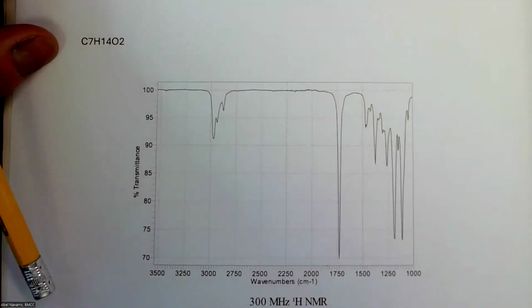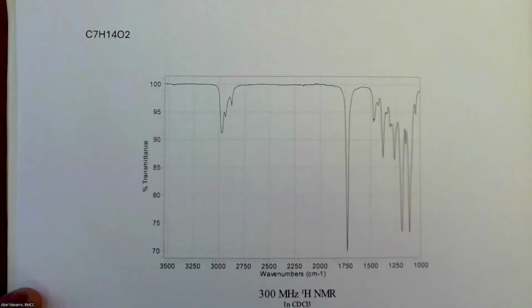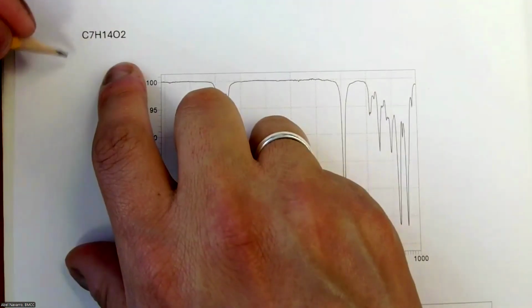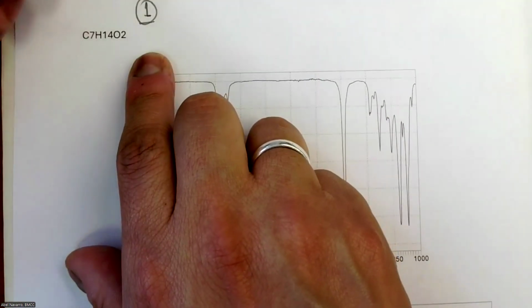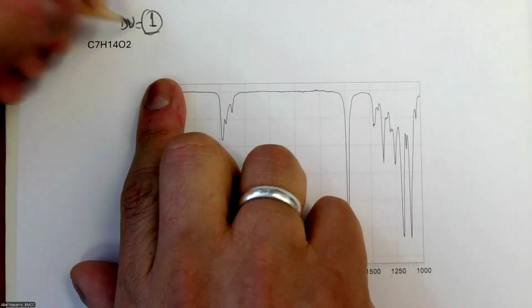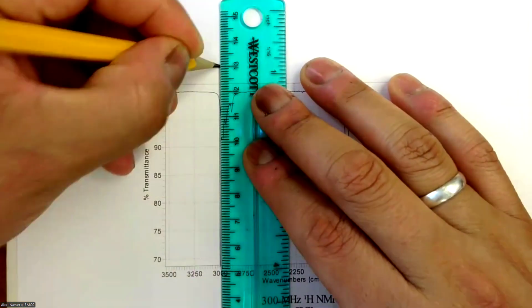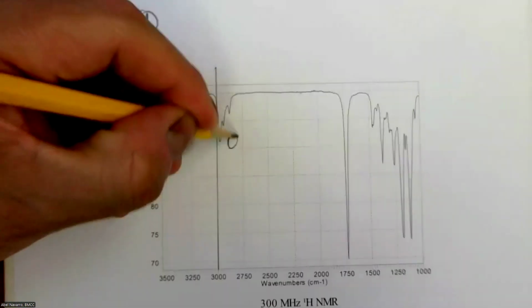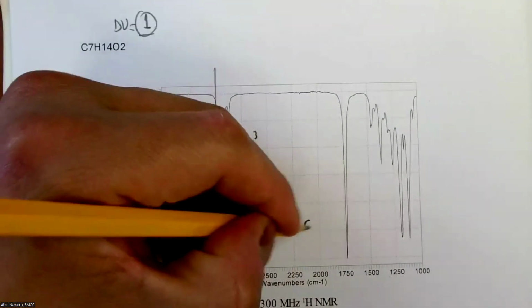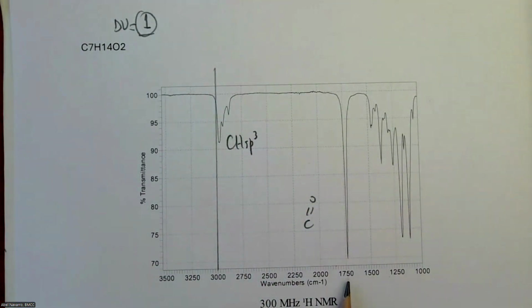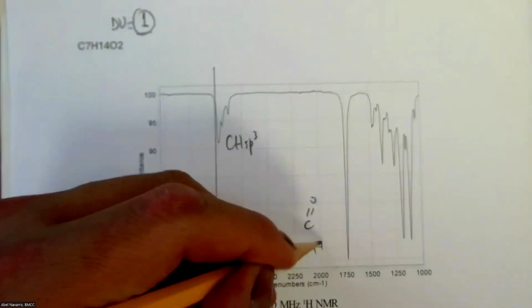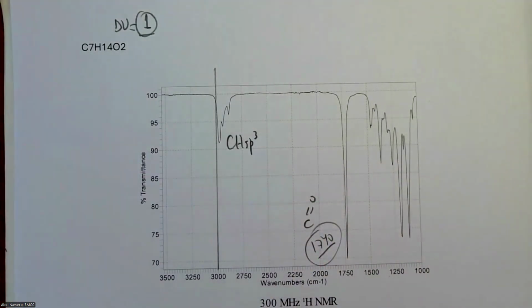Okay, good. Next one, we have a few more. I will do just a couple more. Many examples. Okay, hopefully you like this one. C7, that's 1 DU. 1 DU, IR 3000. Okay, CH sp3. That's a C=O. The C=O is a little bit higher, 1740. So that means that it could be an ester, right?